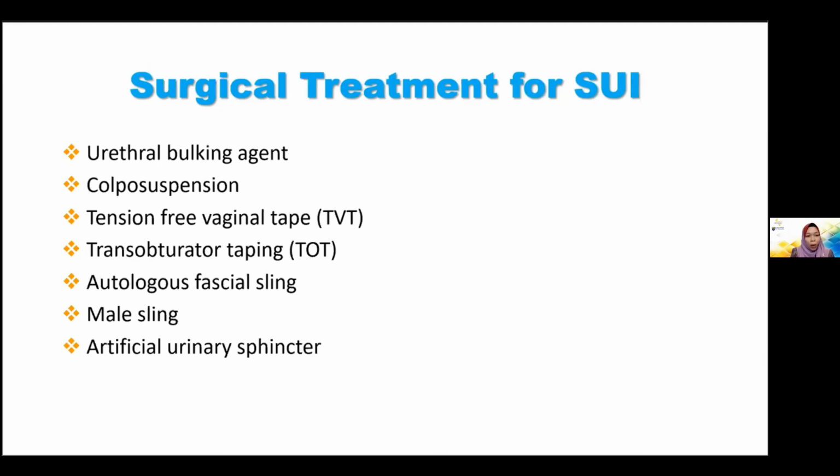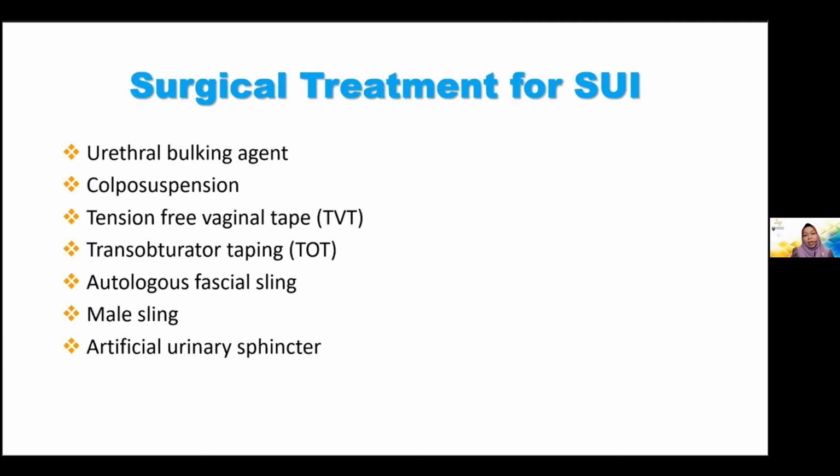And I'm sure all of you are aware of slings. We have TVT, we have TOT. Autologous fascia sling is where you harvest the patient's fascia, abdominal fascia, and this can create a hammock for the bladder neck, and this prevents the bladder from falling down when they cough and sneeze. We have also male sling and also artificial urinary sphincter.